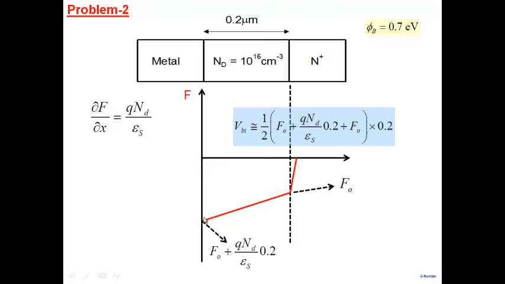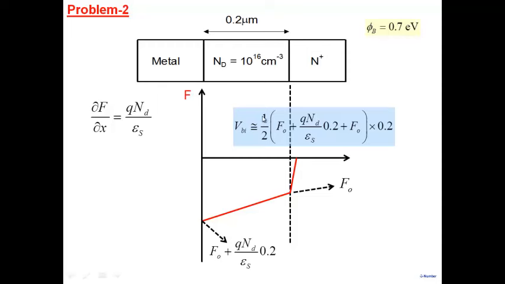And the area of this particular part is a trapezium here, half. Field here is F naught. Field here is F naught plus QND 0.2. So this is this particular term here, multiplied by 0.2. 0.2 is the total width of that particular region. Yes. So this one, this slope, is not necessary. That's what I'm trying to tell you. I'll prove it for you.